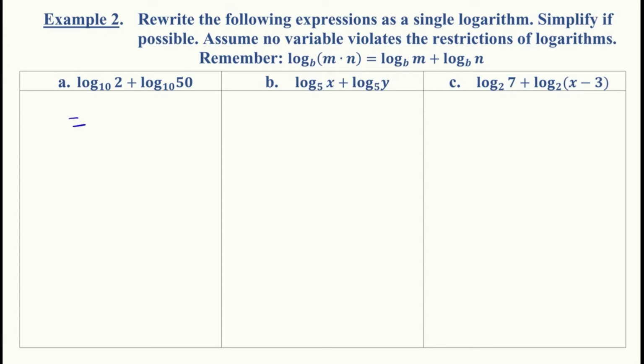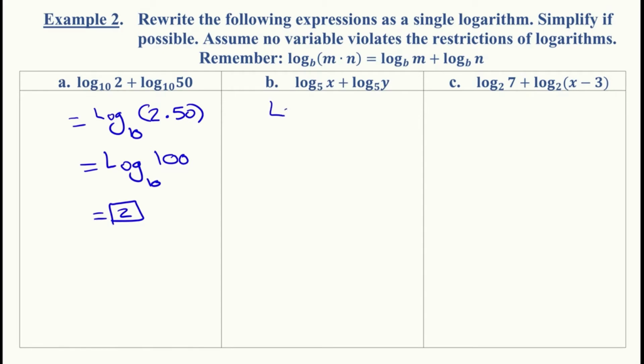So here we notice that we can write this as log base 10 of 2 times 50, which is log base 10 of 100, which of course does become a nice simple 2. What power of 10 is 100? We know that's just 2. So that's the final answer there. So for the next one, we're going to take that and write it as log base 5 of basically just the product, like that. And that's all we can do there.